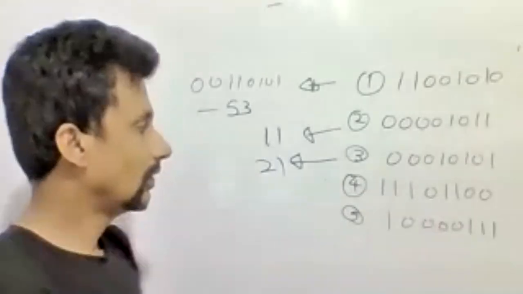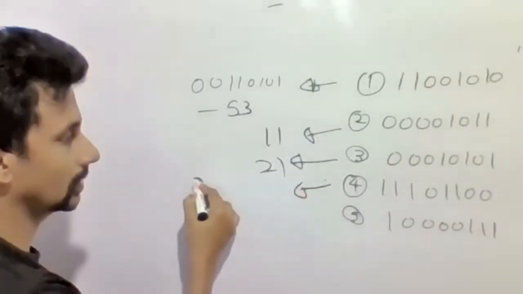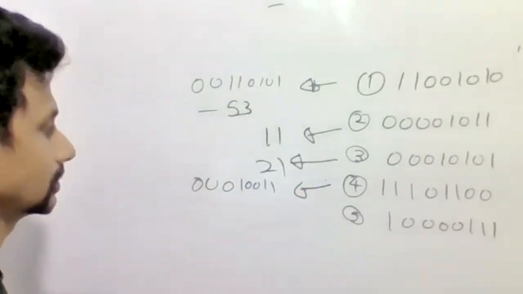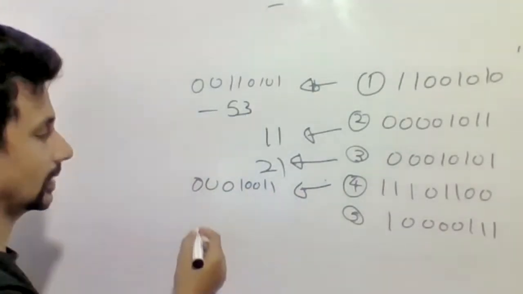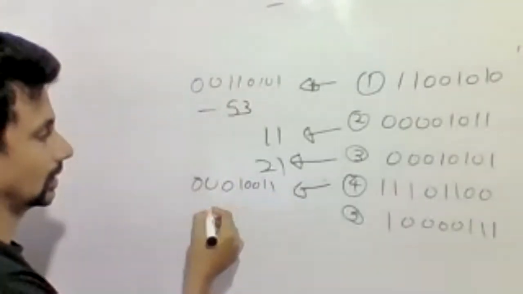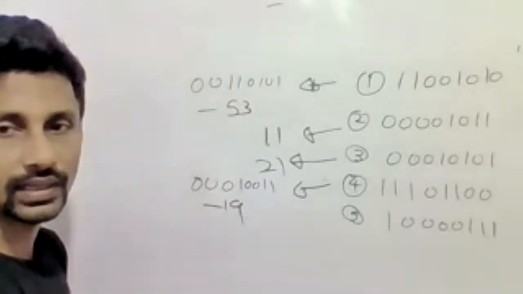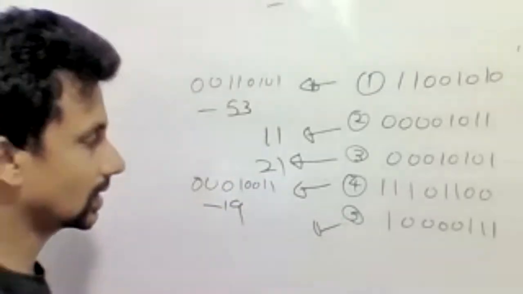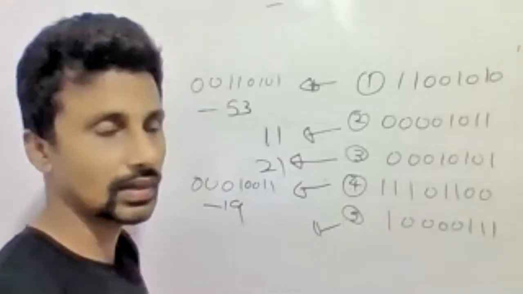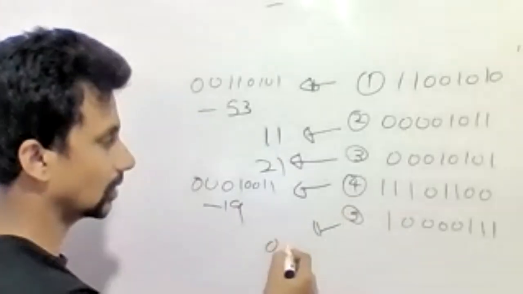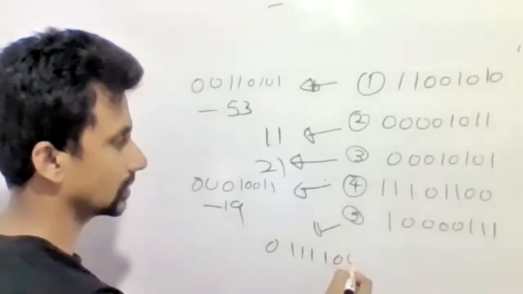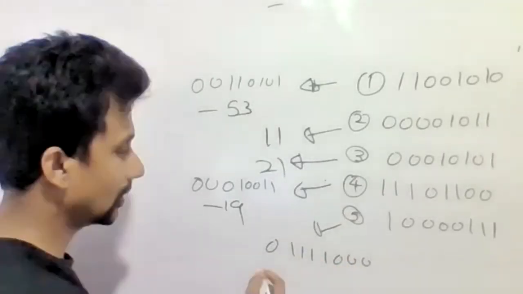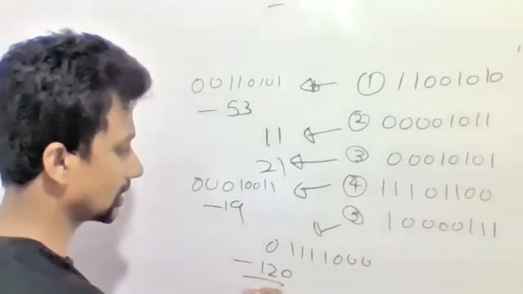Next one you have to flip the bits: 0, 0, 0, 1, 0, 0, 1, 1. There you get minus 90. The last one also you have to convert because it's starting with 1, so it's a negative value. Flip the bits: 0, 1, 1, 1, 1, 0, 0, 0. So negative 120 comes.